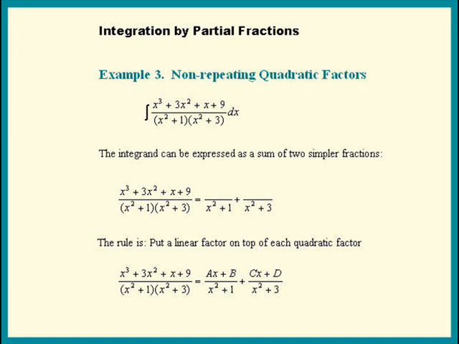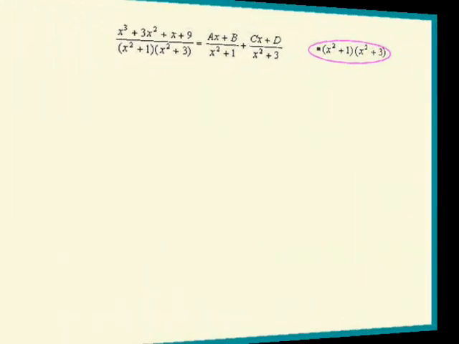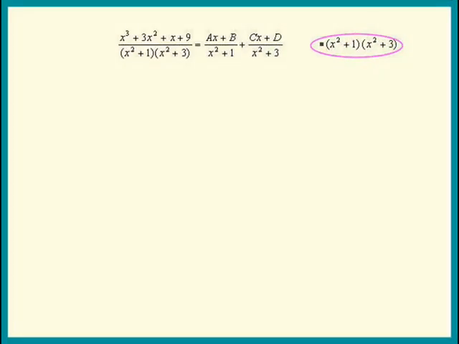Same as before, the next step is to clear the fractions. We'll multiply both sides of the equation by x squared plus 1 times x squared plus 3. On the left side, the whole denominator cancels out. We get x cubed plus 3x squared plus x plus 9.